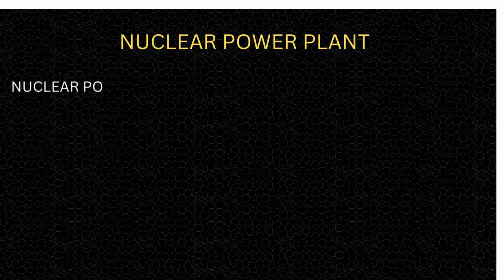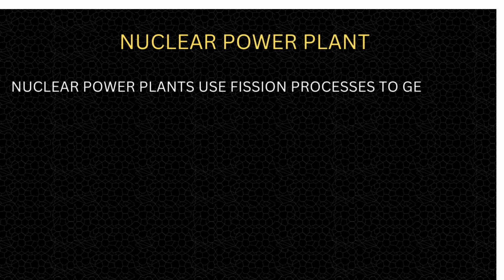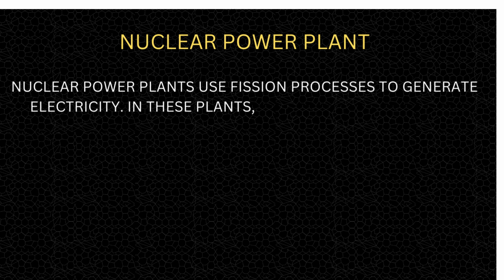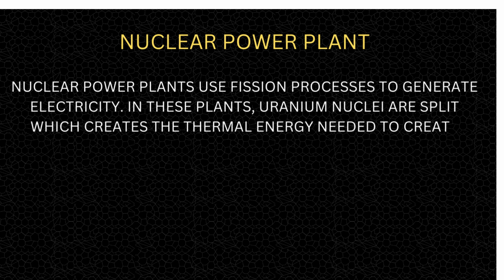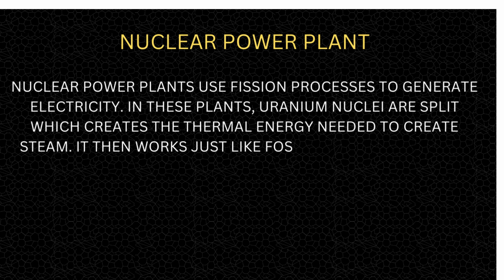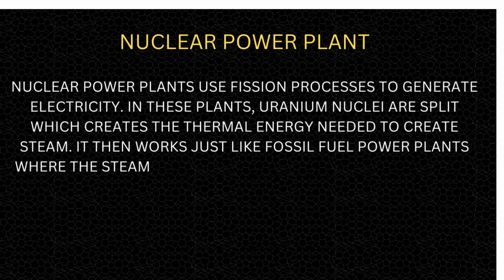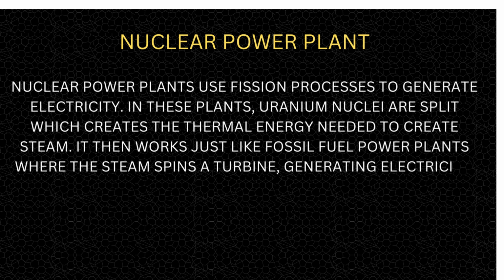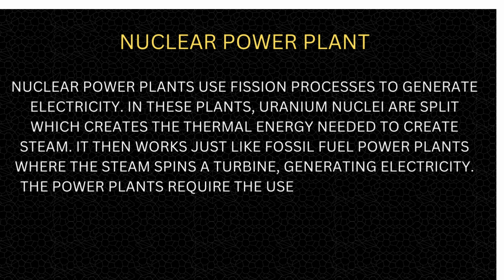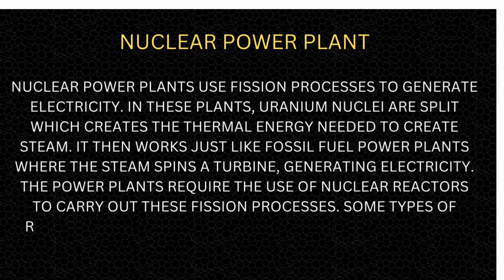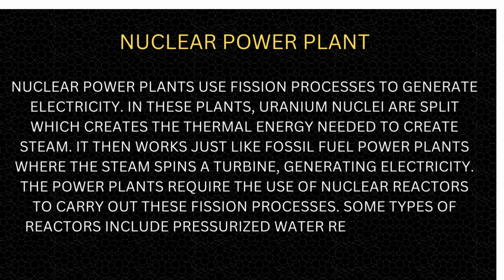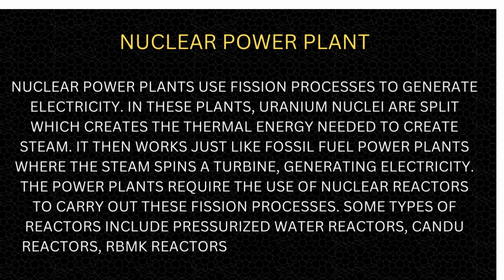Nuclear power plant. Nuclear power plants use fission processes to generate electricity. In these plants, uranium nuclei are split, which creates the thermal energy needed to create steam. It then works just like fossil fuel power plants, where the steam spins a turbine, generating electricity. The power plants require the use of nuclear reactors to carry out these fission processes. Some types of reactors include pressurized water reactors, CANDU reactors, RBMK reactors, and boiling water reactors.